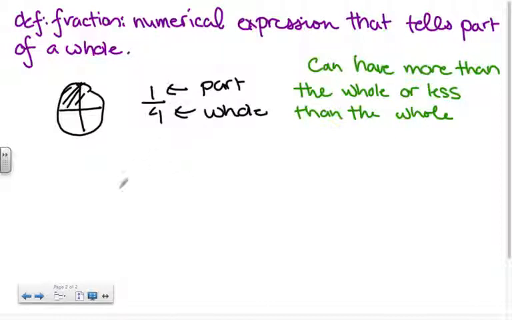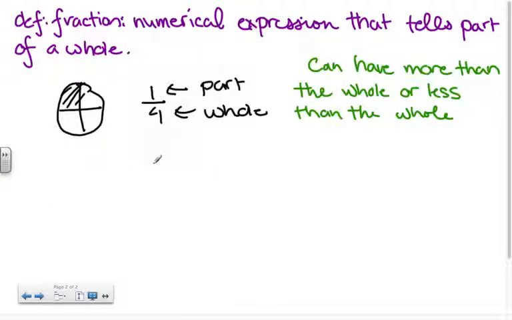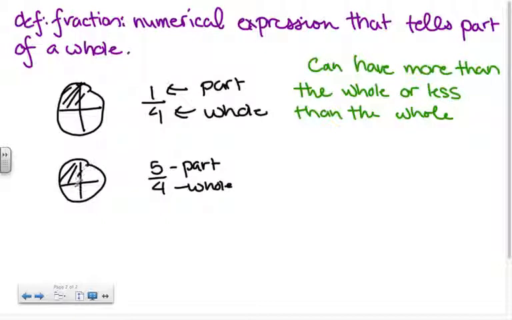So, a situation where I would have more than the whole is, for example, 5/4. This is the part, and this is the whole. In this situation, I actually have 5 pieces out of 4. And it doesn't make much sense.